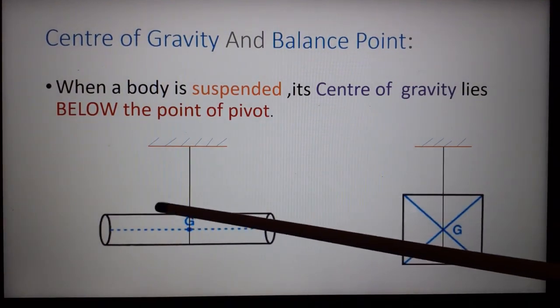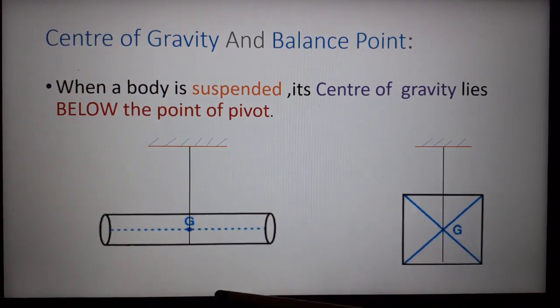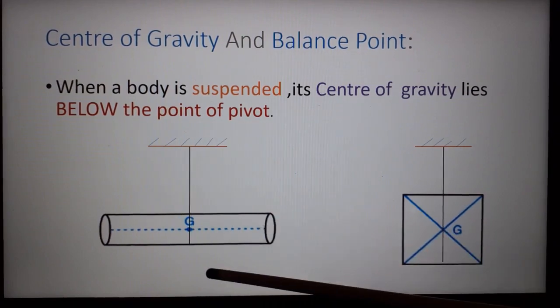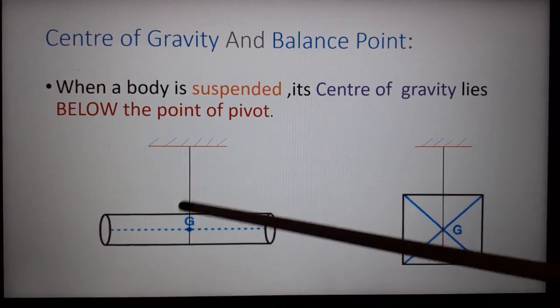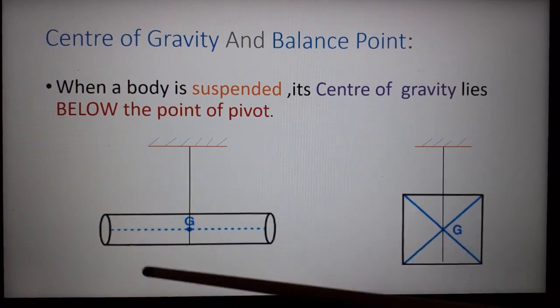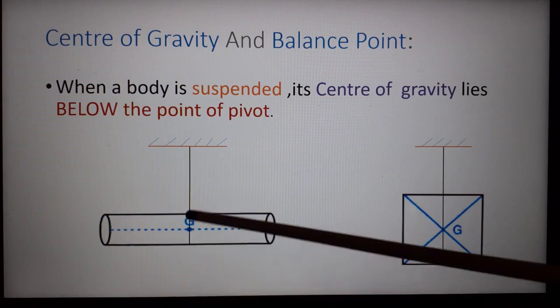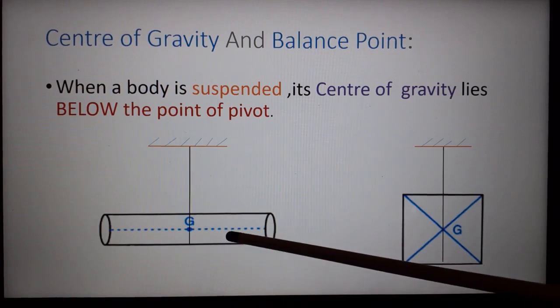If a little bit here or there, if you have tied the string this side, what will be the observation? Definitely this rod will turn in the clockwise direction. So you will get a clockwise moment. If your string is tied this side, then we will get an anti-clockwise moment. So make sure if your point of suspension is just above the center of gravity, the object will be in equilibrium.